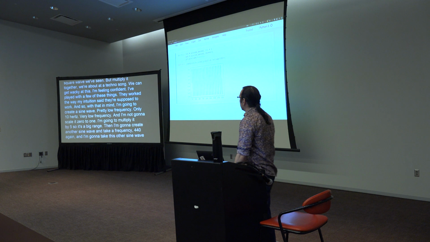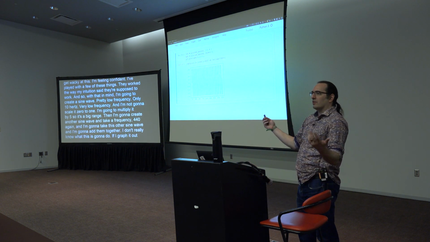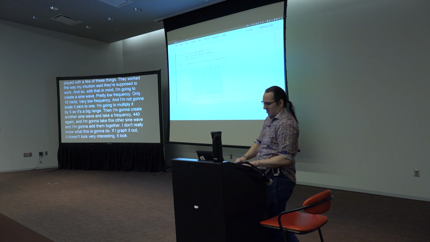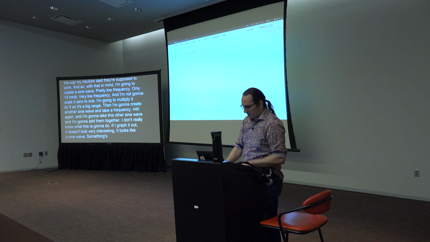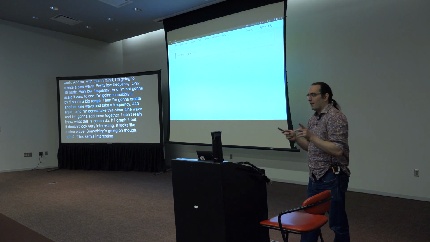I don't really know what this is going to do. If I graph it out, it doesn't look very interesting. It looks like a sine wave. Something's going on though, right? This seems interesting. The UFO has landed. Okay.